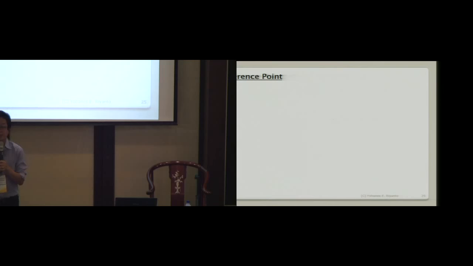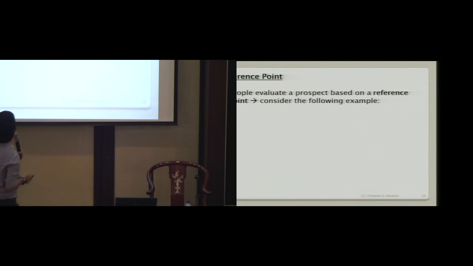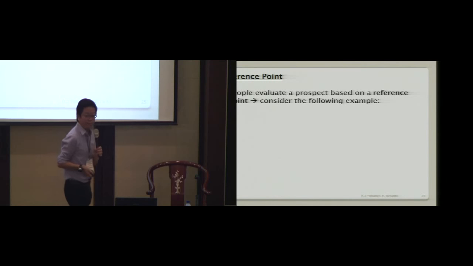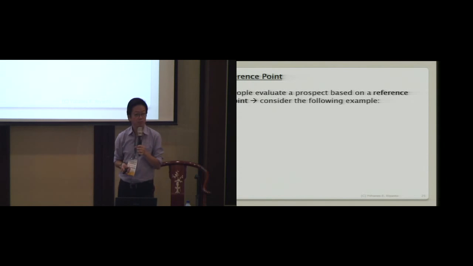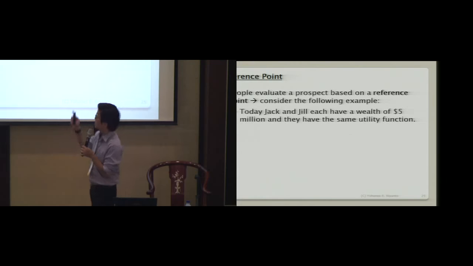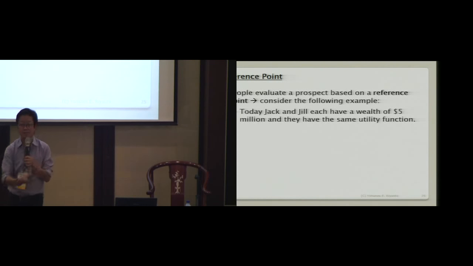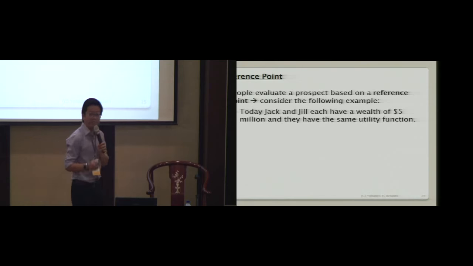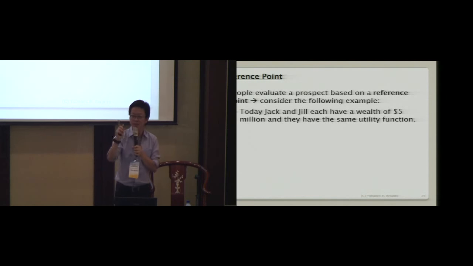Second, in prospect theory, reference points matter. Okay, so people evaluate a prospect based on a reference point. So let me give you an example. This example, Jack is here. Jill is somebody else. Jack and Jill each have a wealth of $5 million. Okay, and they have the same utility functions. Assume that they are identical.